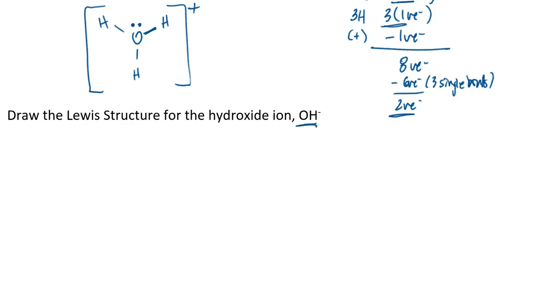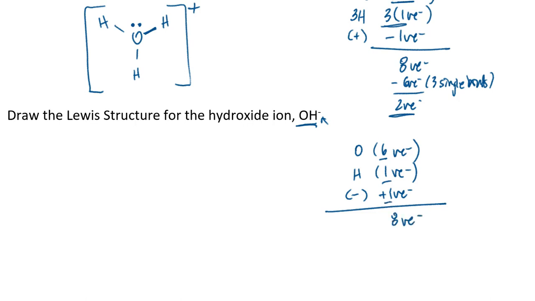Now I'm going to start counting up my number of valence electrons. Oxygen has 6 valence electrons, as we've discussed before, and hydrogen would contribute 1 valence electron. But notice that this particular polyatomic ion has a negative charge. Since I have a negative charge, I must add 1 more valence electron. So if I combine 6 plus 1 plus 1, that's another 8 valence electrons associated with this structure. So I'm going to connect the oxygen to the hydrogen. By connecting those 2 with a single bond, I've used up 2 valence electrons.